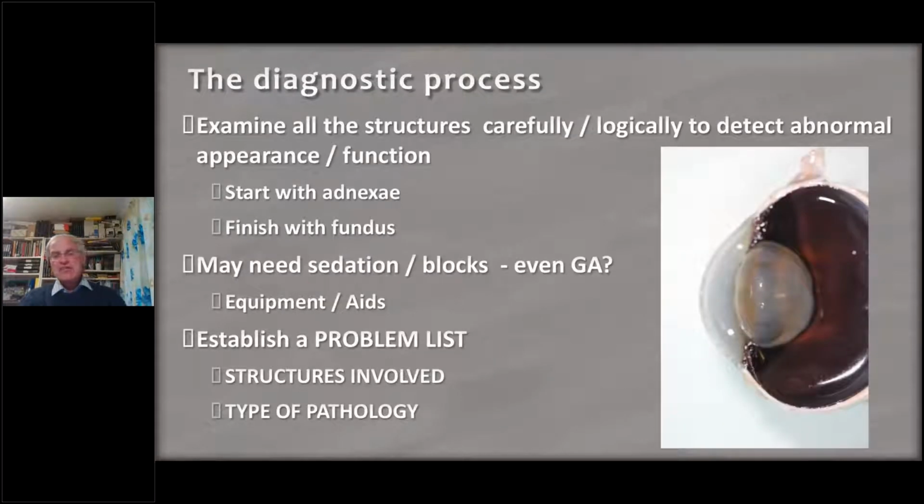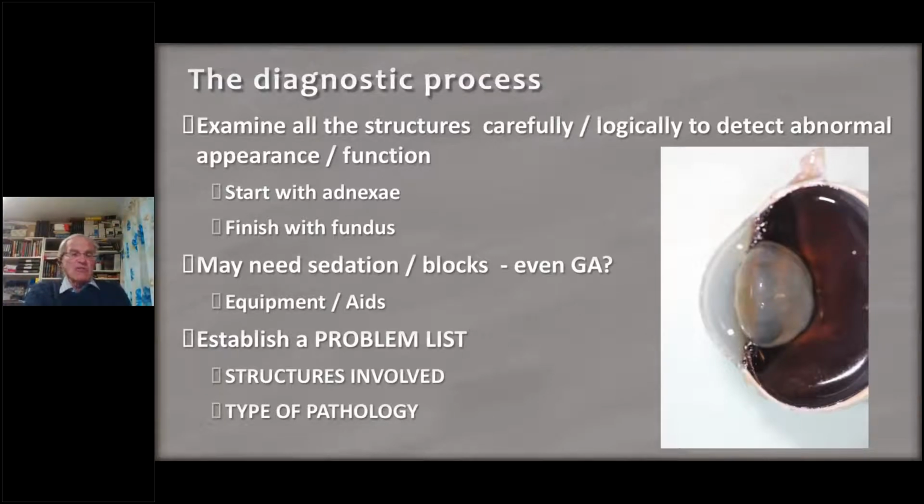The diagnostic process when you're coming to an eye, of course, look at all the structures carefully and logically, start with a strategy that is useful for you, and do the same thing every time so nothing gets forgotten. I usually try to look at the adnexal structures first and then gradually work your way into the globe and then through the globe in a logical manner from the outside inwards and then from the inside outwards again, and look at everything as you come out, just in case you've missed something.